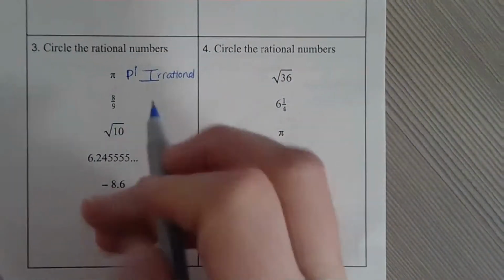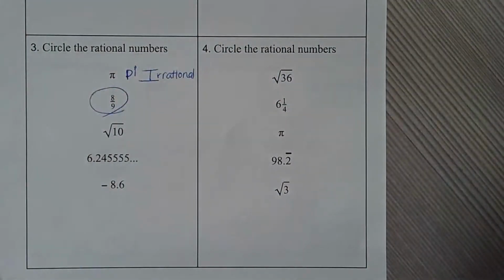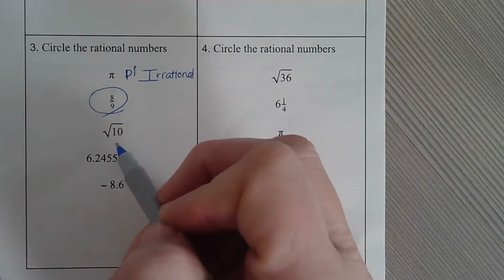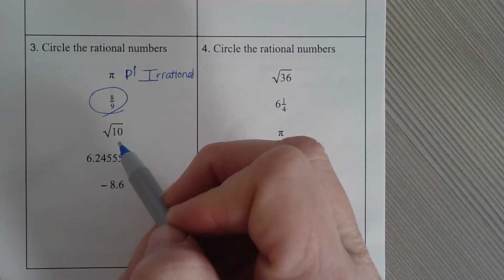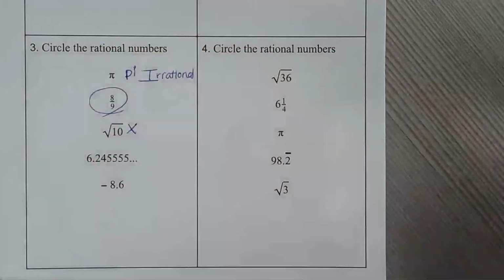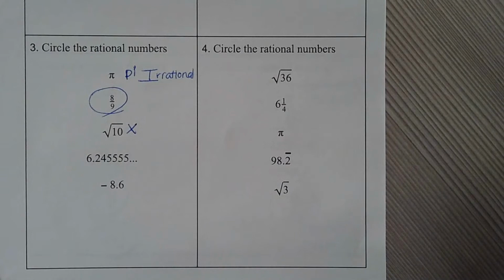Next number we have is 8/9, a fraction. We said all fractions are rational. Next, we have a square root of 10. So I have to think, is this a perfect square? A number times itself to equal 10? No, 5 times 5 is 25. So because this is not a perfect square, it is not rational.